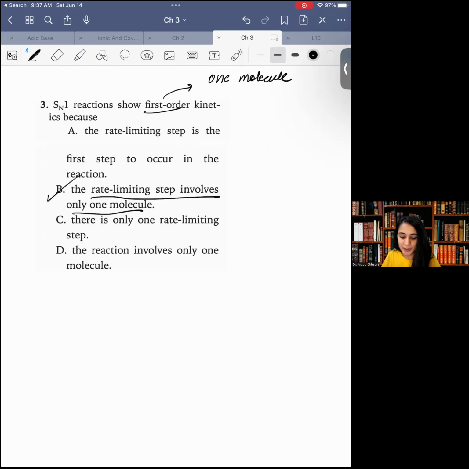There is only one rate limiting step. That's incorrect because 99% of the time there will always be one rate limiting step in a multi-step reaction. The reaction involves only one molecule, which is also incorrect because the reaction does involve more than one, but the rate limiting step involves only one molecule. That's why it's SN1. However, in SN2, it's the opposite. The rate limiting step involves 2 molecules, okay?